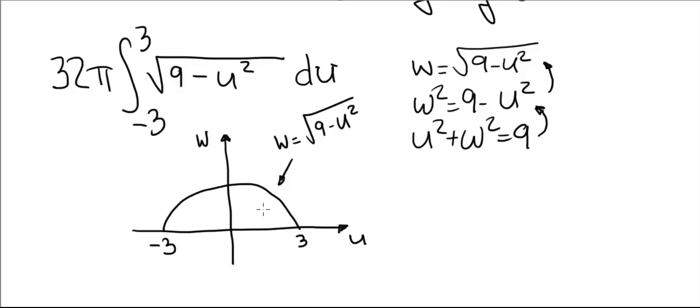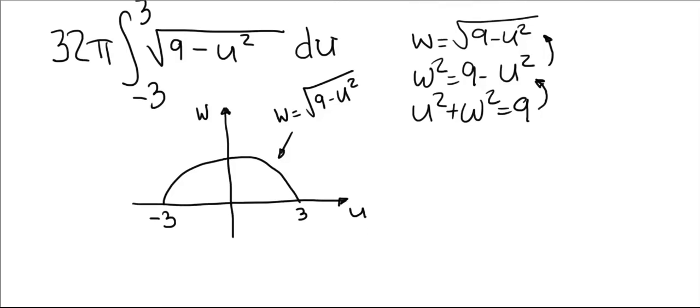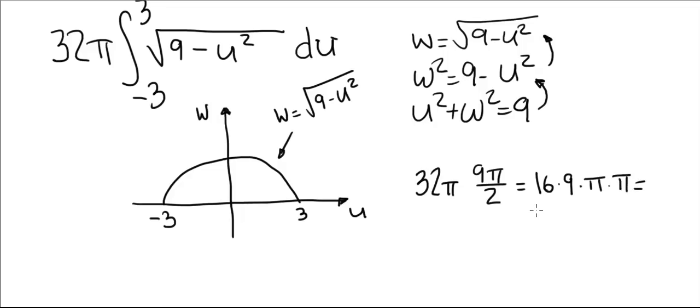It's just a semicircle. So therefore, the integral is equal to 9 pi over 2, and our answer is we have 32 pi in front of the integral. The integral itself is 9 pi divided by 2. 32 over 2 is 16, so we have 16 times 9 times pi times pi. 16 times 9 is 144. We arrive at the final answer of 144 pi squared units cubed.